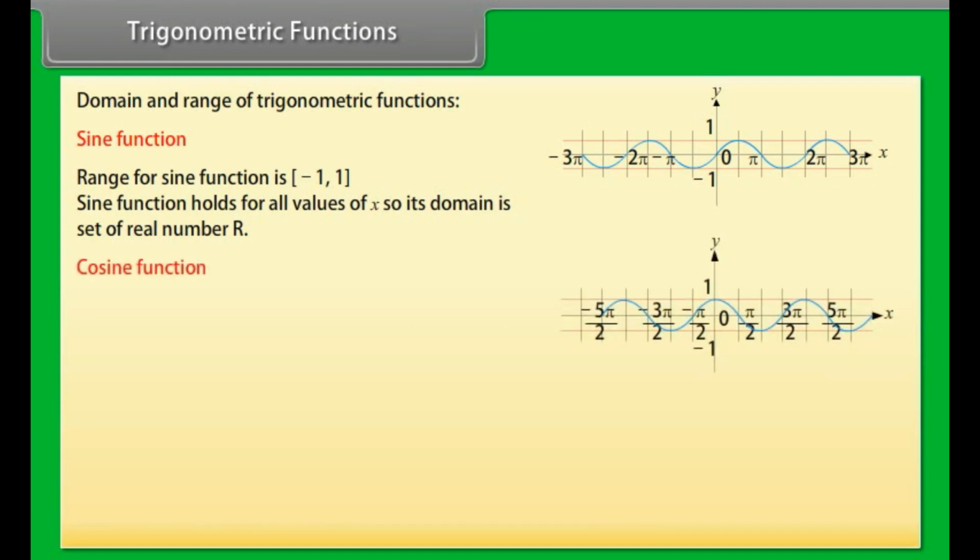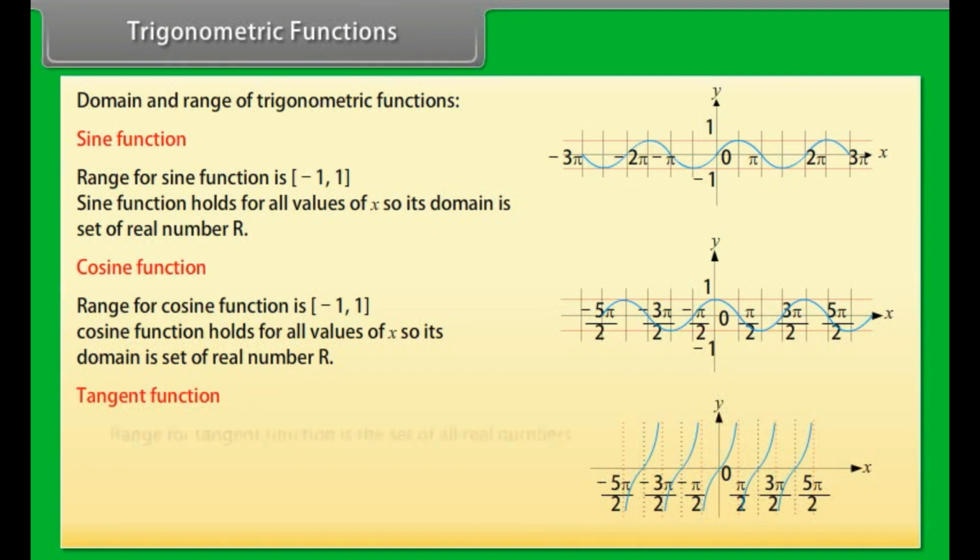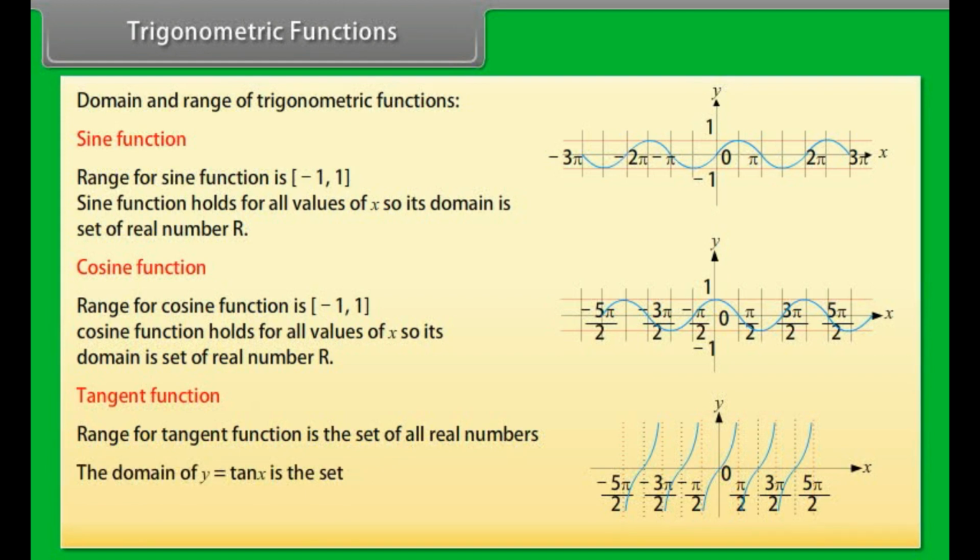Cosine function. Range for the cosine function is -1 to 1. The cosine function holds for all values of x, so its domain is the set of real numbers R. Tangent function. Range for the tangent function is the set of all real numbers. The domain of y equals tan x is the set of x belonging to real numbers, x not equal to (2n plus 1) pi by 2, where n is any integer.